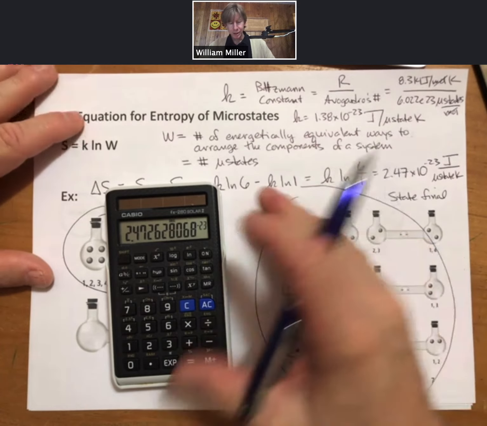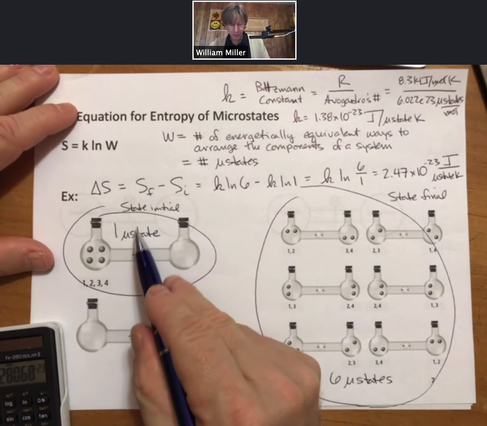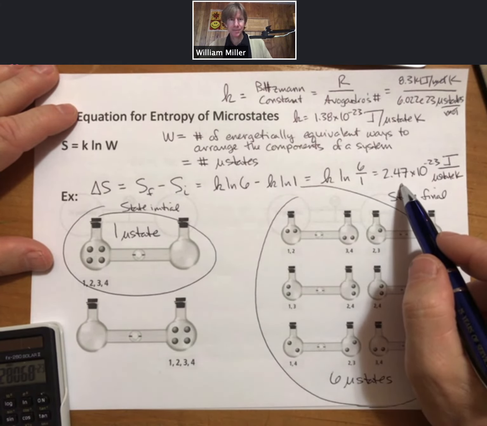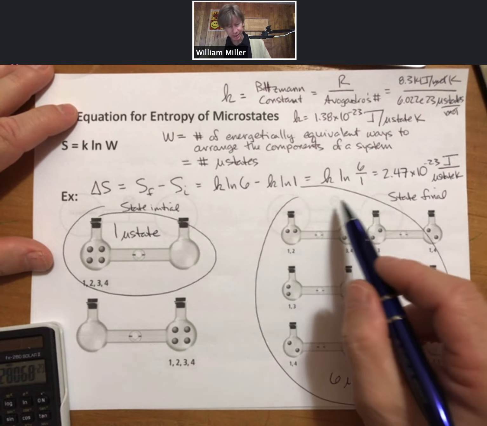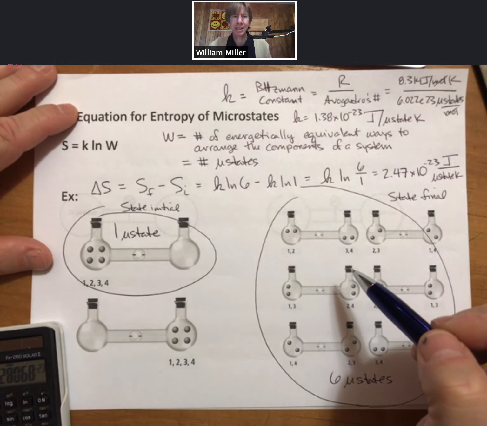And so what we have just done is calculate the change in entropy going from here to here. It is positive, and we're going to see that positive entropy changes are when things tend to happen.